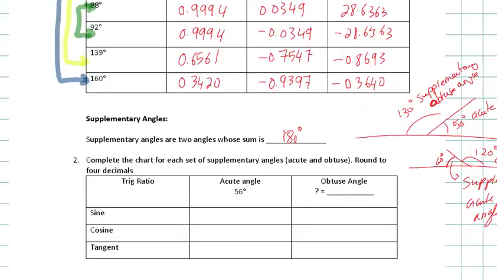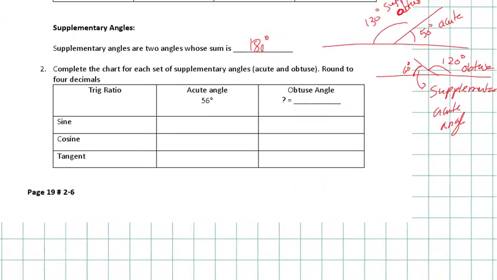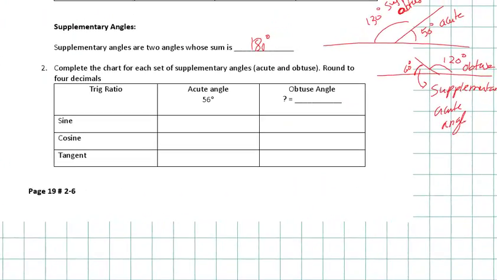So, let's look at this. Angle is 56 degrees. What would be my obtuse angle? 124. Okay? So you just did 180 minus 56, right? So what would be sine of 56? 0.8290. Cosine. 0.5592. And tan, 1.4826.